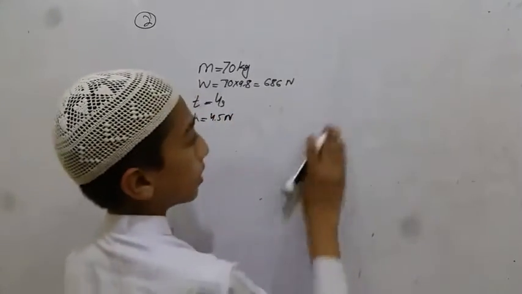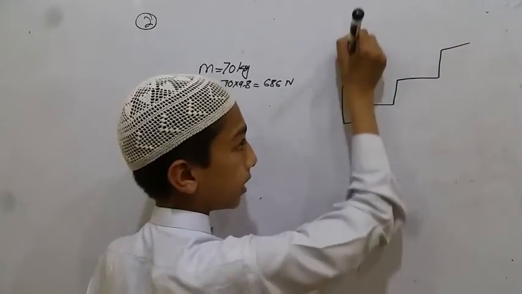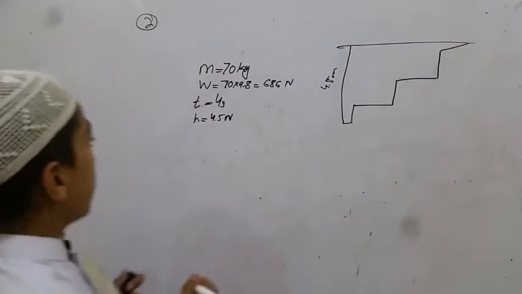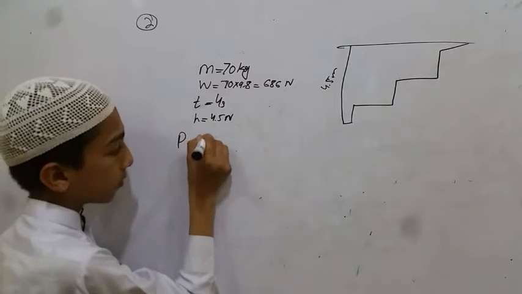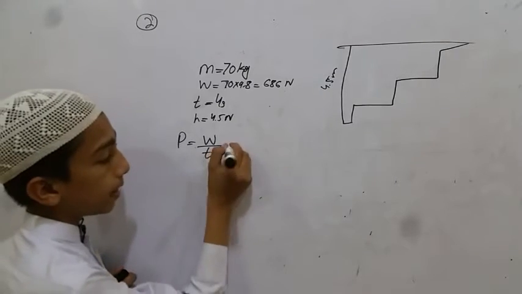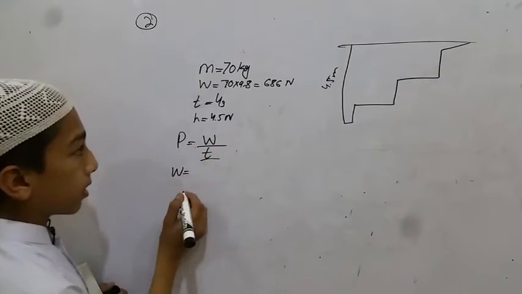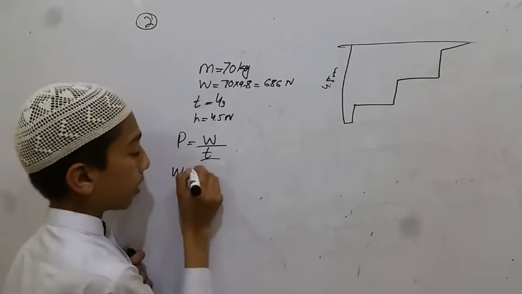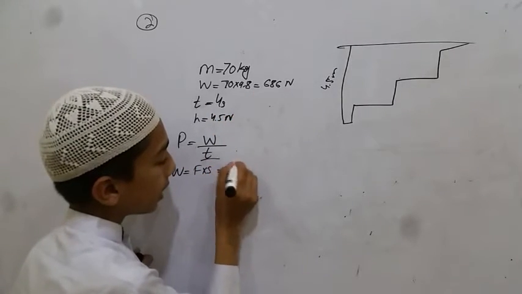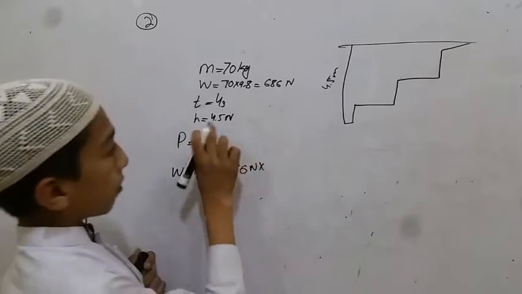Vertical height of the stairs is here. These are stairs, so this height is 4.5 meters. And now we have to find the power, and power is equal to work done divided by t. Now time is given, but there is no work done given, so we have to find work done, and work done is equal to F into S. F is weight of the body, which is 686 Newton, into S is 4.5.